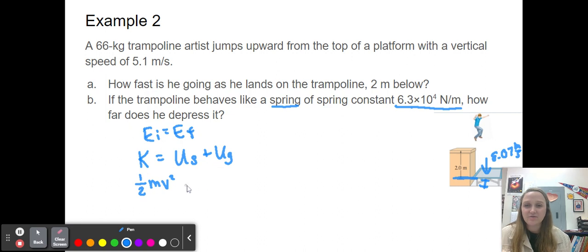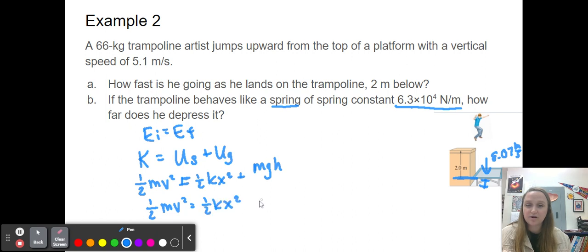And then we've got equals, sorry, can't erase. So equals 1/2 kx squared plus mgh. Now this h, the height, is actually going to be the negative x here. So I'm going to revise this: 1/2 mv squared equals 1/2 kx squared minus mgx. Since we have that height, how far I go below is also how far the spring is going to get stretched. And we want to know how far does he depress it. So we've got a little bit of work to do here.